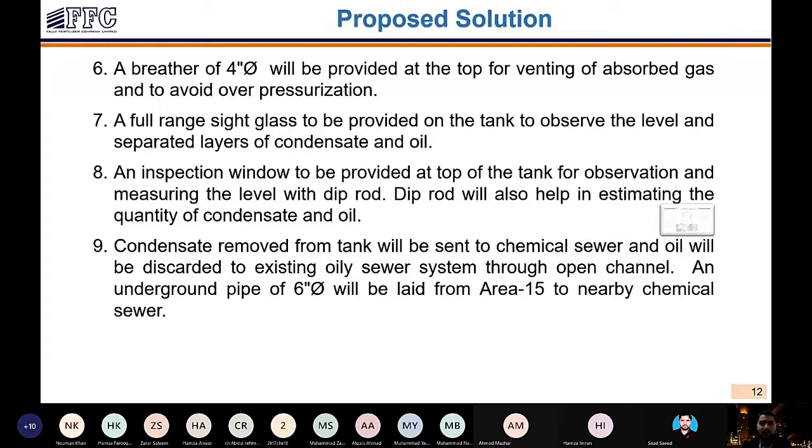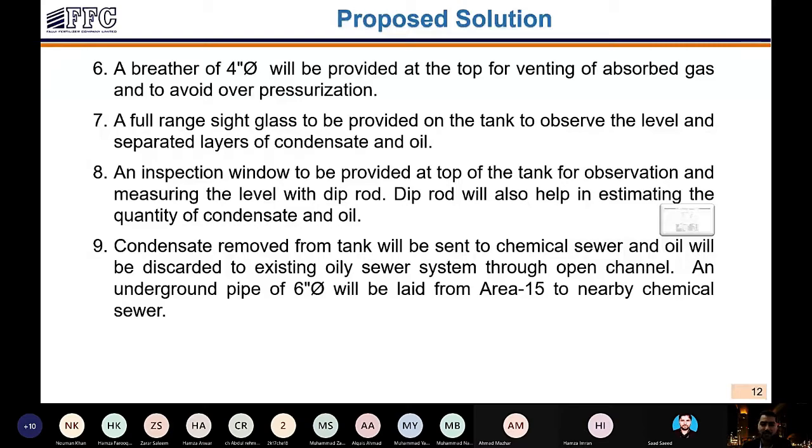So this tank will be provided with a breather for venting any absorbed gas to avoid overpressurization of the tank. A full range side GLG will be provided. As I've told you, this tank would serve as a middle, intermediate storage, so we didn't provide it with any exceptional level control mechanism. A full range side glass is provided on the tank to observe the level and separated layers of condensate and oil. An inspection window is provided at the top of the tank for observation and measuring the level with a rod if required.